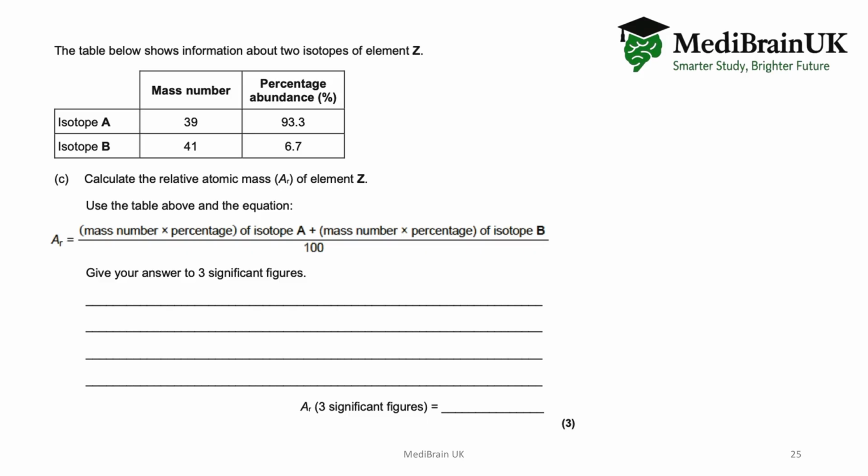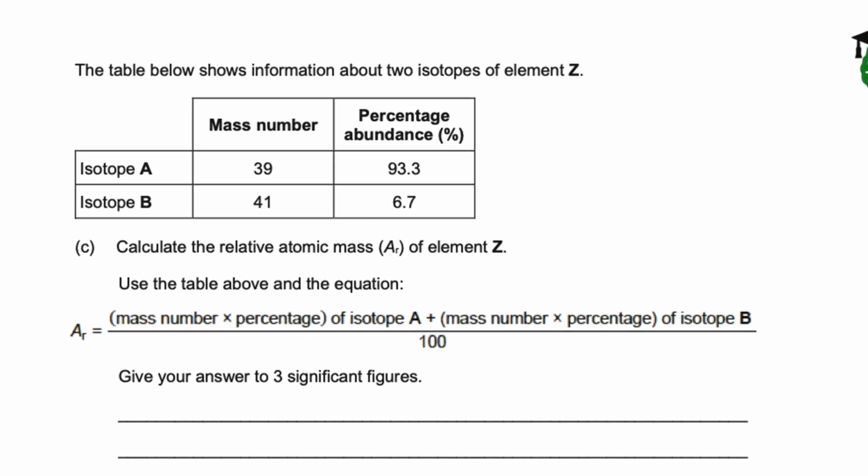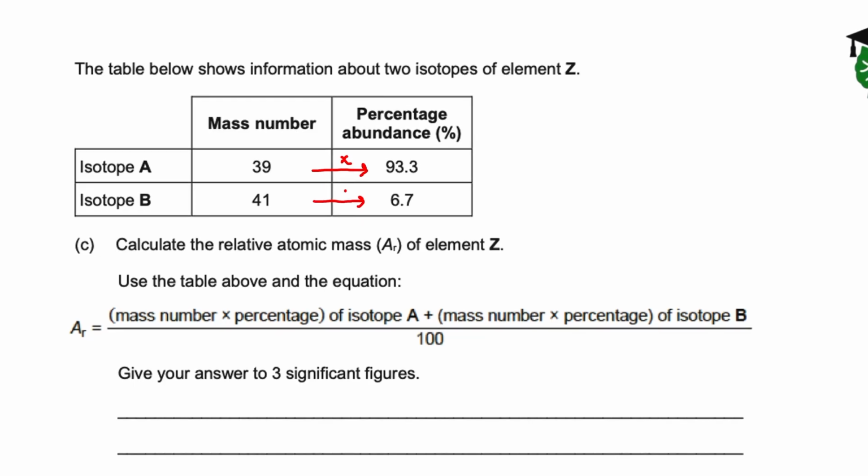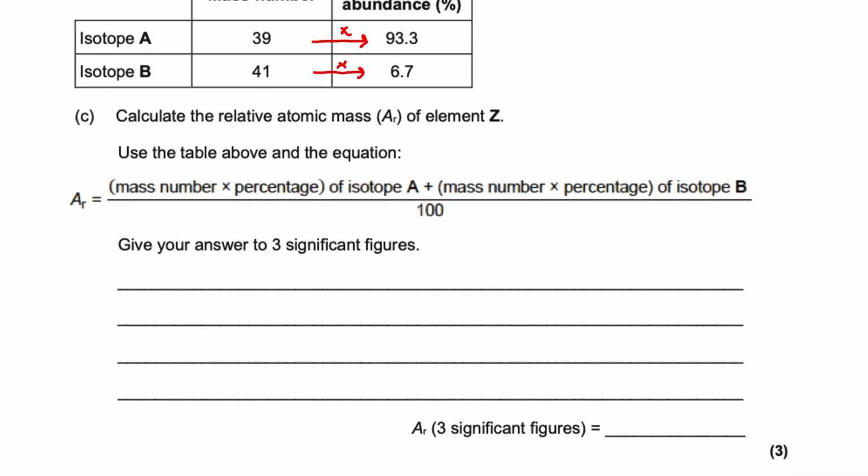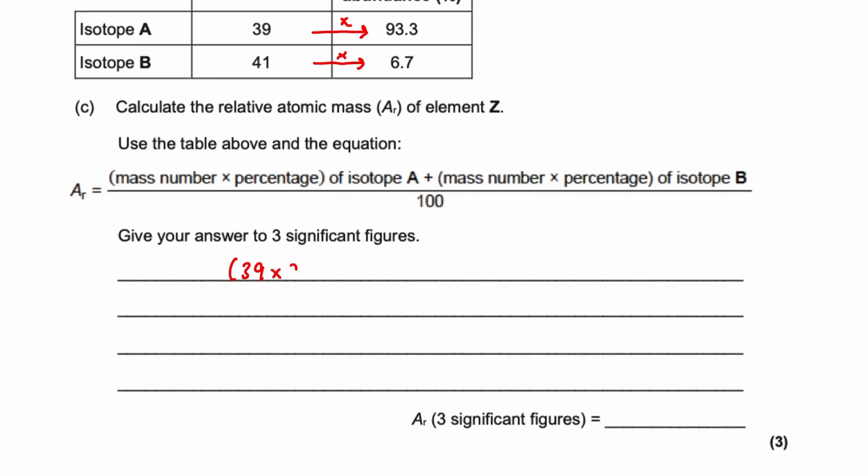Finishing off with one final question, we have another calculation question. This time you're given the formula, and you're given a table as well. So you know that you're going to multiply the first number by the percentage, multiply the second number by the percentage, add them together, and divide by the total percentage, which is 100% in this case as well. So we're going to have 39 multiplied by 93.3, and then add the second row, which is 41 multiplied by 6.7, and then divide by the total percentage, which is 100.